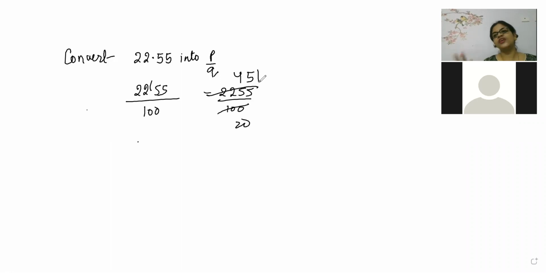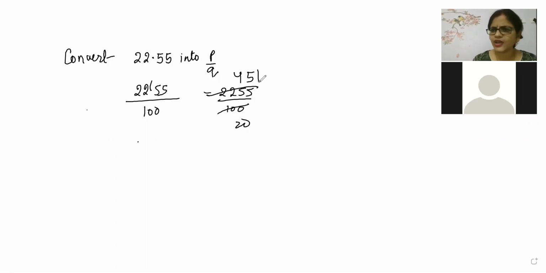Understood. So now we have learned two techniques. For terminating, non-repeating, two pattern questions are there. One is convert into decimal. Second is convert decimal into P by Q. And both methods you have learned? Yes or no? Tell me.